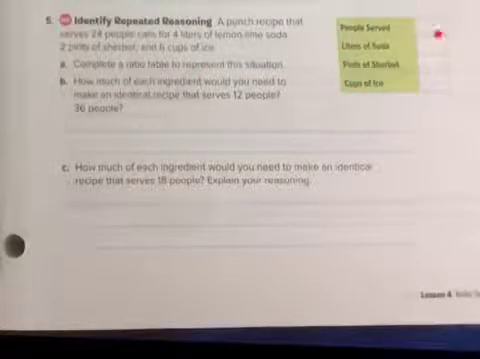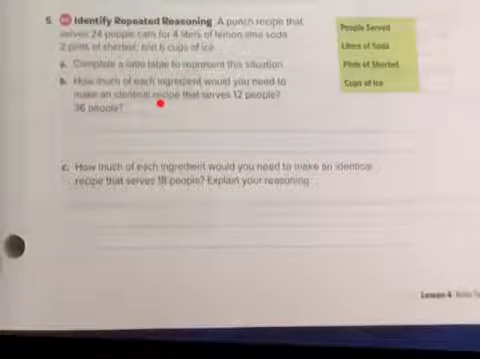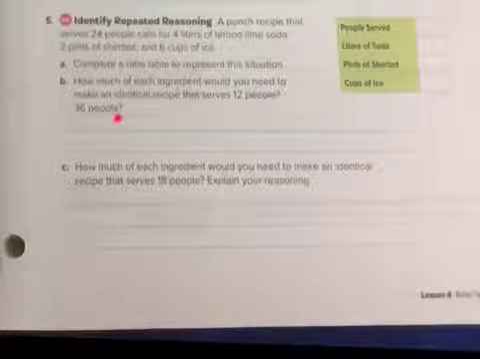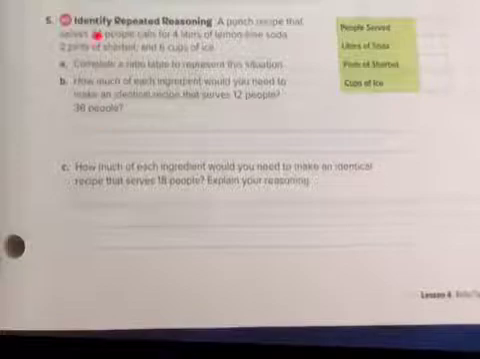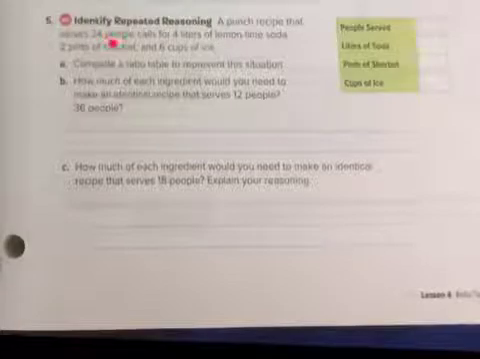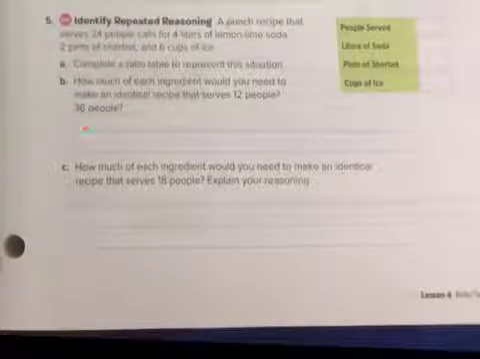So here we have our table. We have to complete all the ratios. How much of each ingredient would you need to make an identical recipe that serves 12 people or 36 people? So this one serves 24. The greatest common factor between 24, 12, and 36 is 12, as you can see, right? We're counting by 12. So if I make this recipe, I have to halve the recipe to 12, and I have to multiply it by 0.5, half of this, to get to 36, don't I?